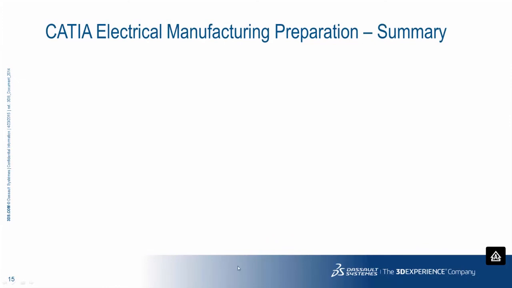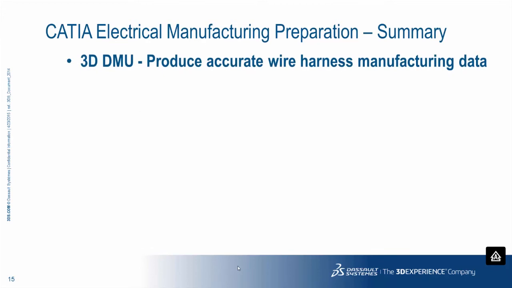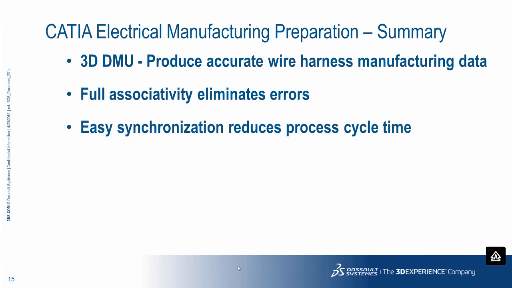Some of the key points in summary for CATIA Electrical manufacturing preparation are: the use of 3D DMU information makes it very easy to quickly produce accurate wire harness manufacturing data, including all manufacturing documentation and detailed Formboard design and layout. There's full associativity between the 3D and the manufacturing documentation, and it provides an easy and safe modification process that eliminates errors. There's also easy synchronization between the harness 3D design and the flattened manufacturing representation, reducing process cycle time.